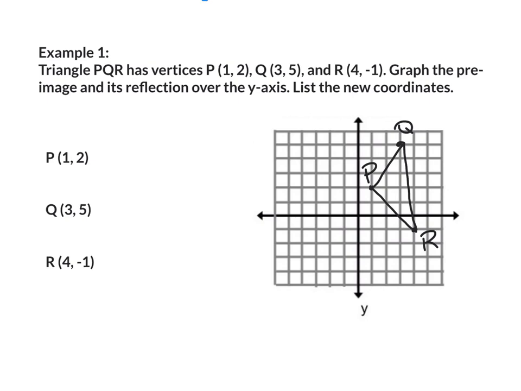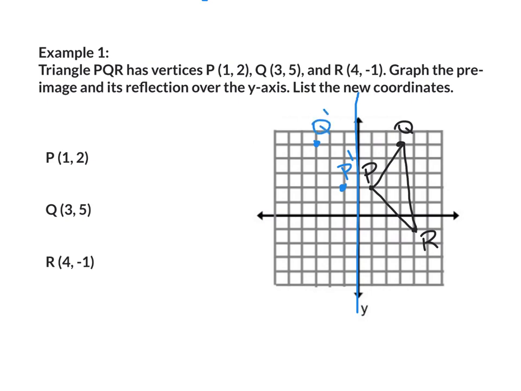So what they want me to do is reflect it over the y-axis. Now the y-axis is the vertical line going up and down. So what I want to do is make sure each point is the same distance away from the y-axis and do that to the other side. So point P is 1 away, so that means it should be 1 away on the other side. So that would be P prime. Point Q is 1, 2, 3 away, so it should be 3 away on the other side. 1, 2, 3. And that'll be Q prime.